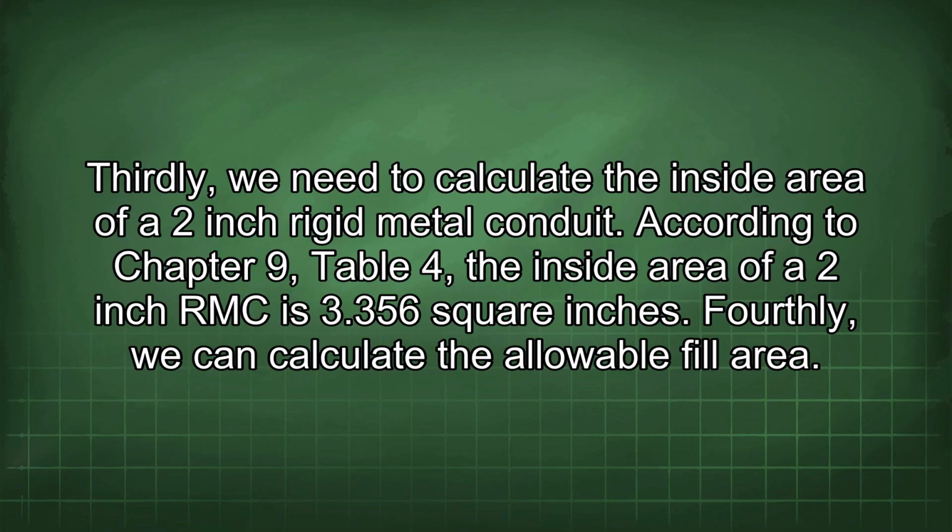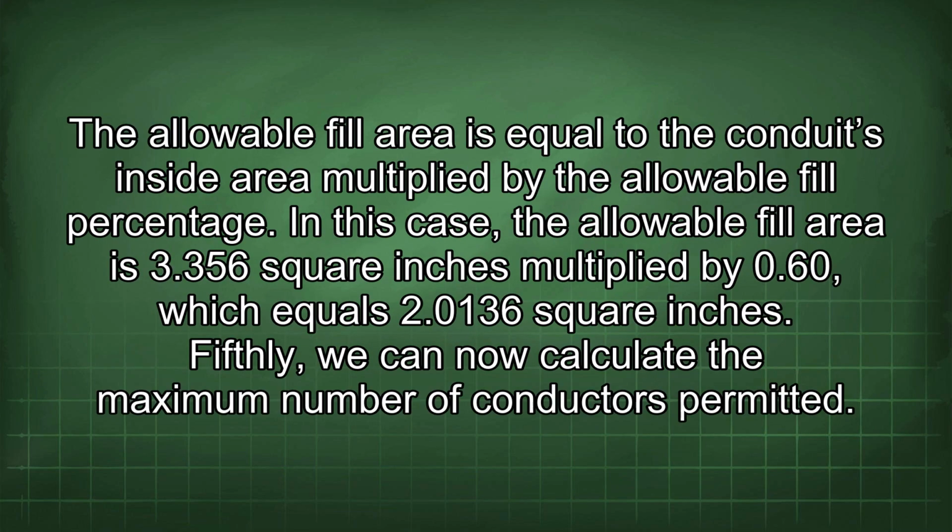Thirdly, we need to calculate the inside area of a 2-inch rigid metal conduit. According to Chapter 9, Table 4, the inside area of a 2-inch RMC is 3.356 square inches. Fourthly, we can calculate the allowable fill area. The allowable fill area is equal to the conduit's inside area multiplied by the allowable fill percentage. In this case, the allowable fill area is 3.356 square inches multiplied by 0.60, which equals 2.136 square inches.